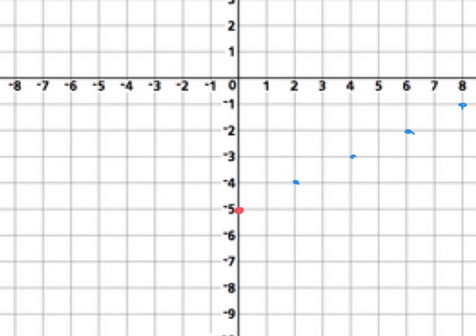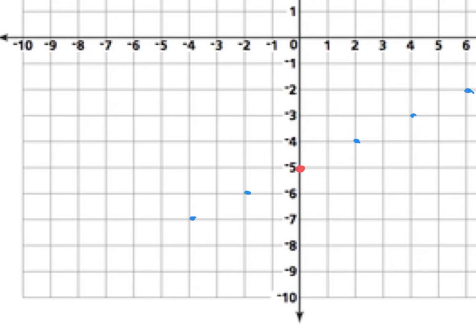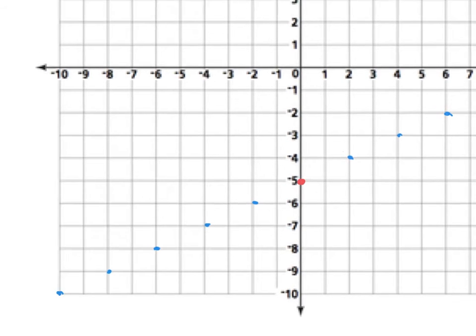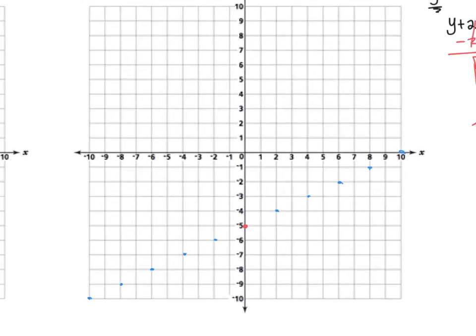So now instead of going up 1, I'm going to go down 1 and to the left 2. Down 1, left 2. And if you want, you can go one more, down 1 to the left 2. And we have a bunch of points plotted.